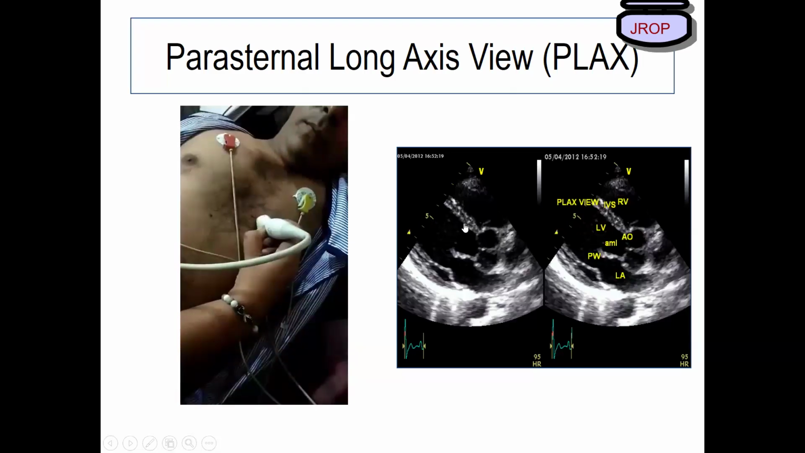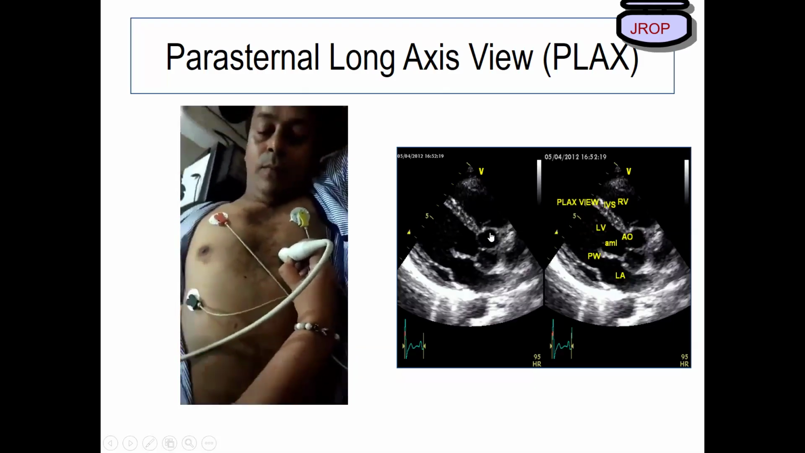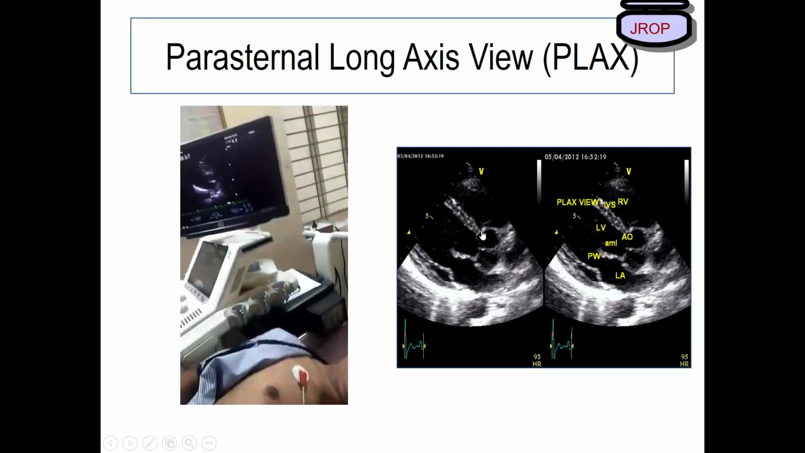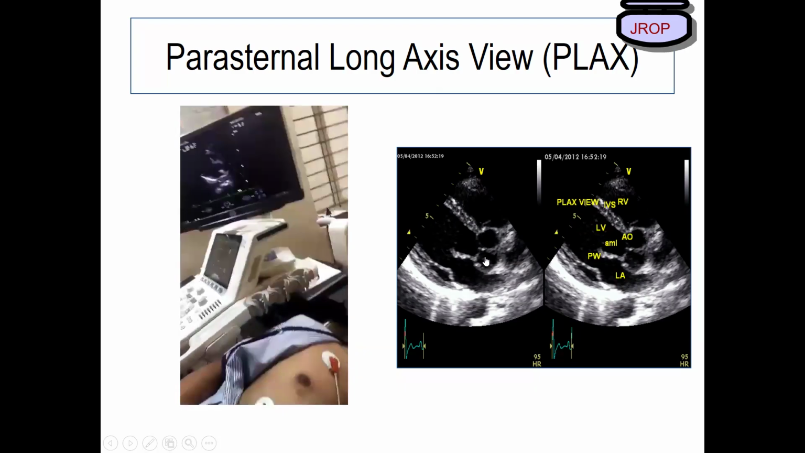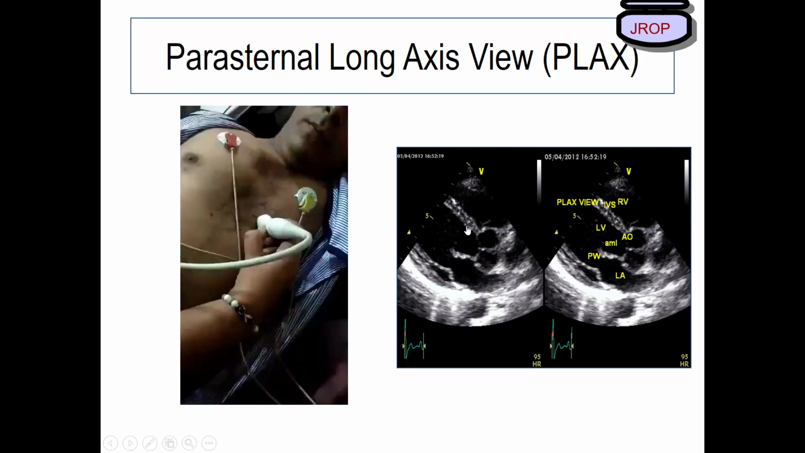RV, interventricular septum, anterior interventricular septum, LV. Then this aorta, right coronary cusp, non-coronary cusp, then the anterior part of aorta is in continuation with interventricular septum, posterior wall with AML, LA free wall with the posterior wall and PML. And here is a descending aorta. So all things can be seen over here.